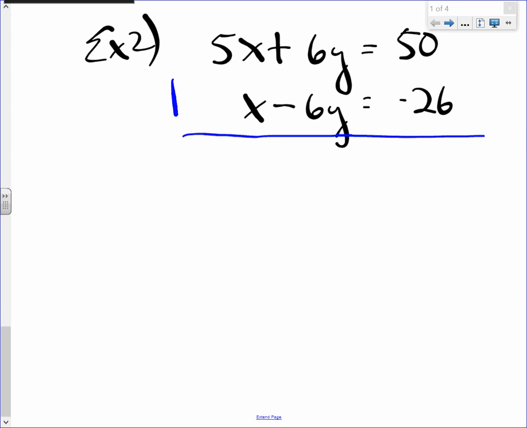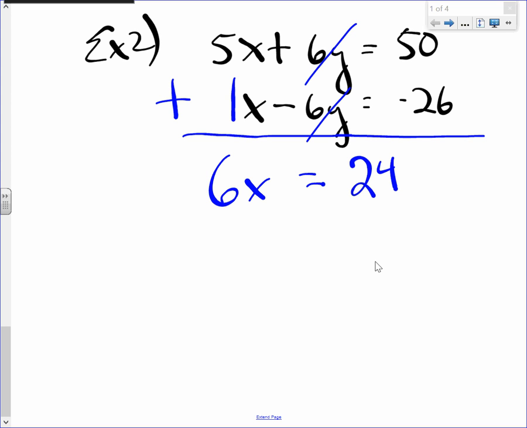Watch this. Let's add these puppies. Look what happens. Do it with me. 5x plus 1x is 6x. You're rocking and rolling. Watch this now. What's 6y plus a negative 6y? 0. Eliminated. Beautiful. Equals 50 plus negative 26, which is 24. We eliminated the y this time.